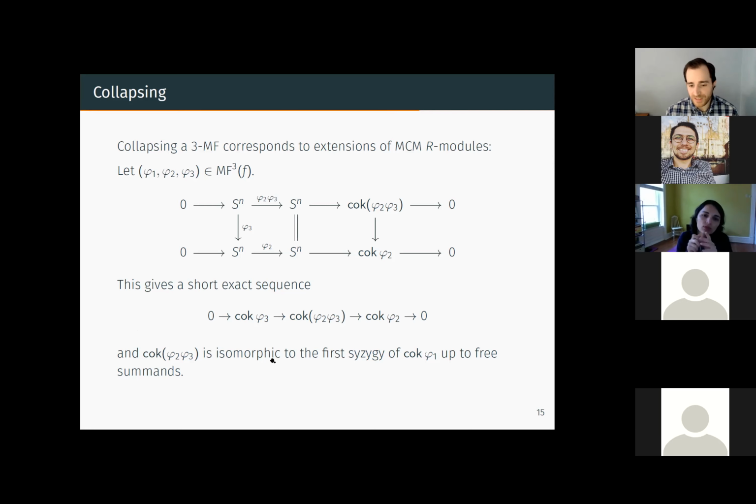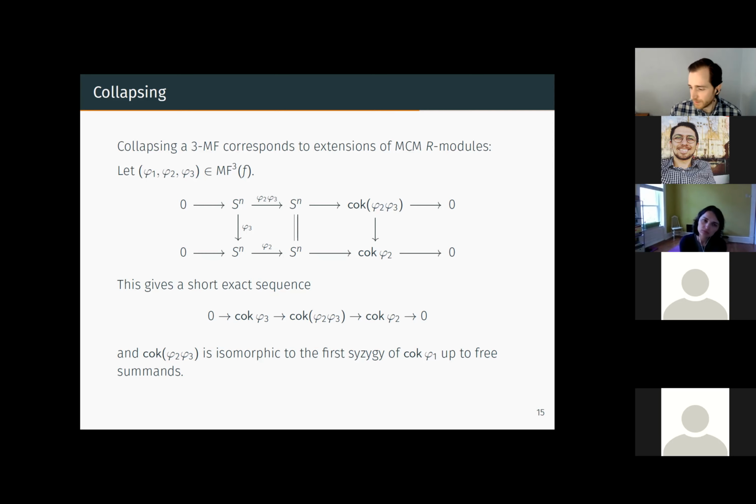And even better, this middle module is actually isomorphic to the first syzygy of the co-kernel of phi1, too. So this is like an extension which is somehow involving all three of these maps together in some interesting way. And if you permute things, you can make other extensions as well. So the Maximal Cohen-Macaulay modules are still lurking the whole time, but the exact relationship is a little bit more unclear with these default factorizations.